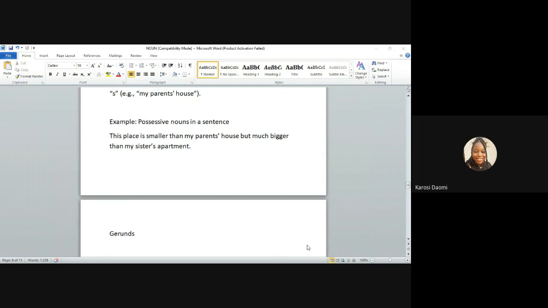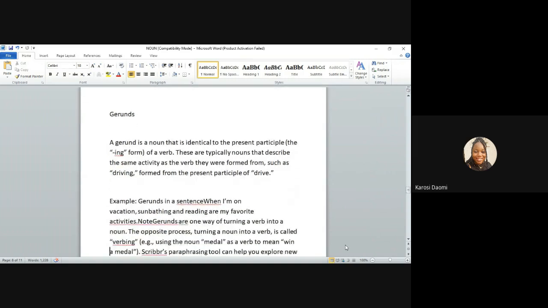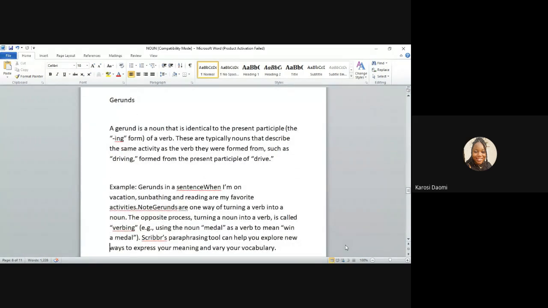Thank you. Moving on to the next type of noun that we have, the gerund. A gerund is a noun that is identical to the present participle, that is the ing form of a verb. These are typically nouns that describe the same activity as the verb they were formed from, such as driving. Driving is formed from the verb drive.